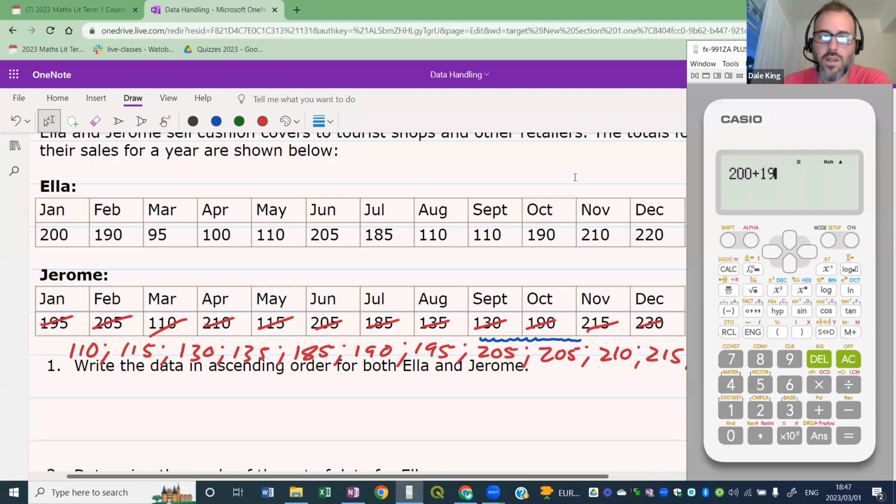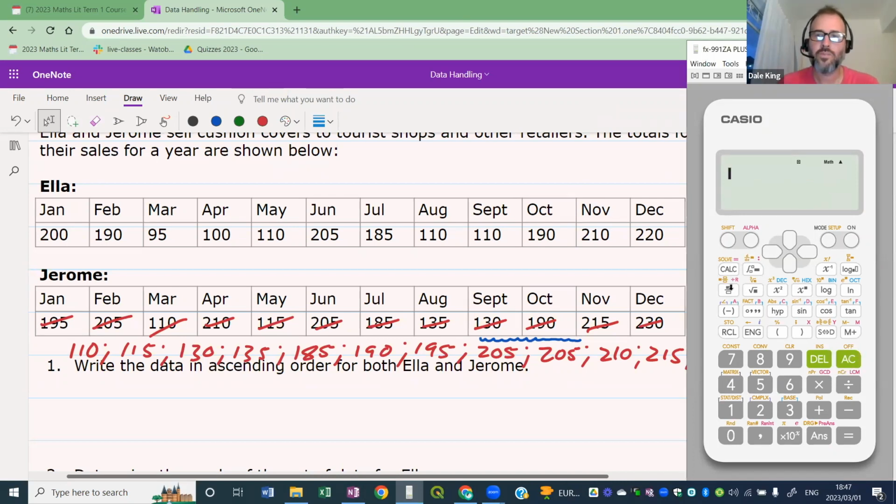200 plus 190 plus 95 plus 100 plus 110 plus 205 plus 185 plus 110 plus 110 plus 190 plus 210 plus 220. You got them all now. I'm sure I got them all. 1925. It's got to be right. Yes. Okay, it's got to be right. So 1925 we're accepting, and then we need to put that in the fraction.